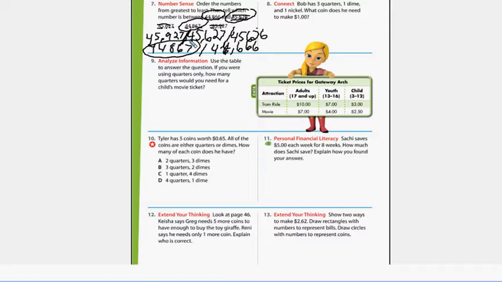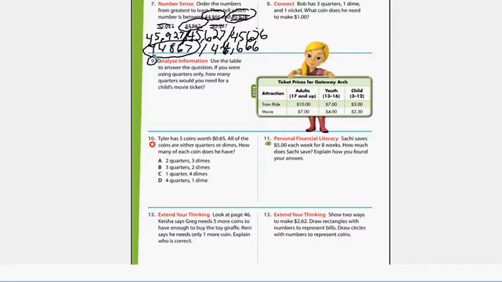Question number 8. Okay, Bobby has 3 quarters, 1 dime, and 1 nickel. What coin does he need to make $1? So you need to add up all those coins and see what other coin you need to add to it to make $1. Okay, let's go ahead and look at question number 9 now.